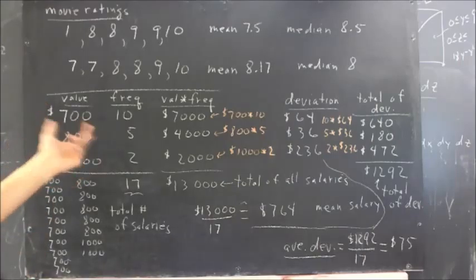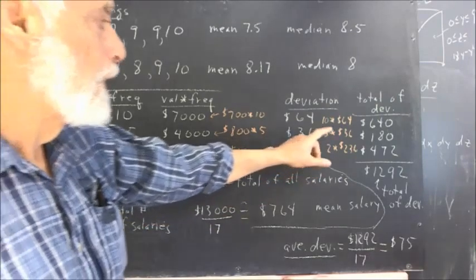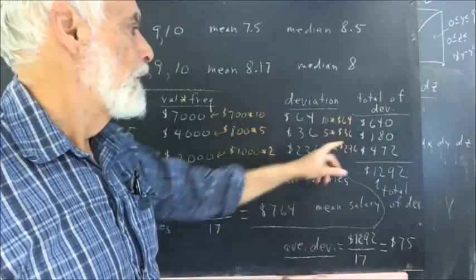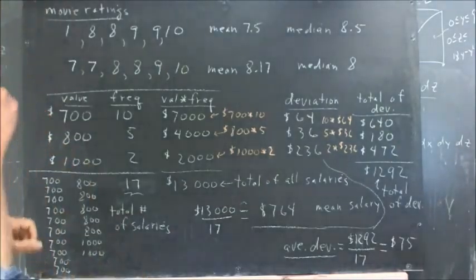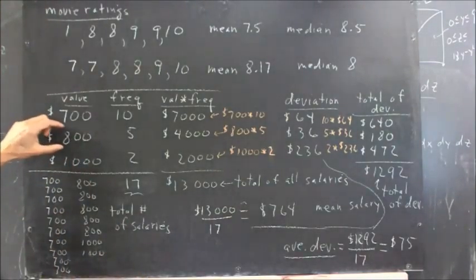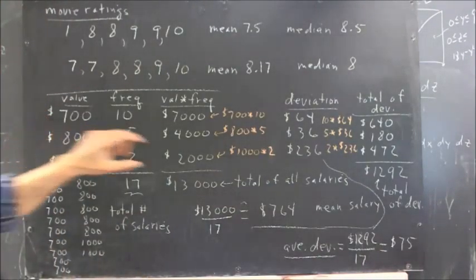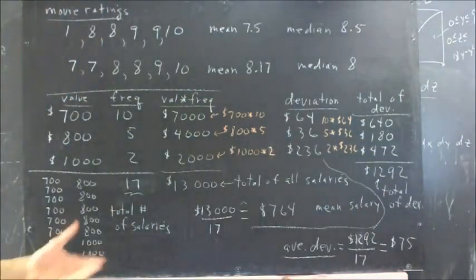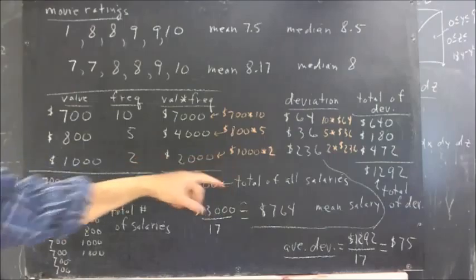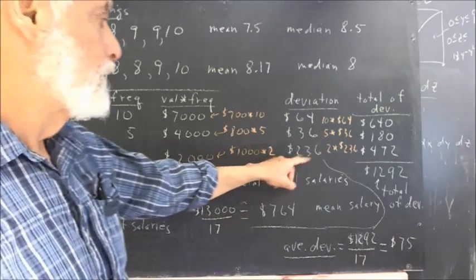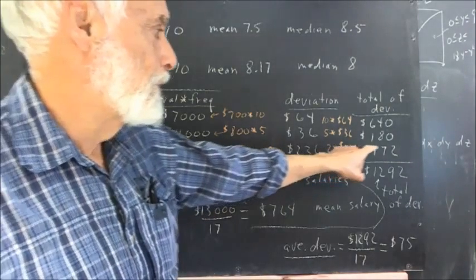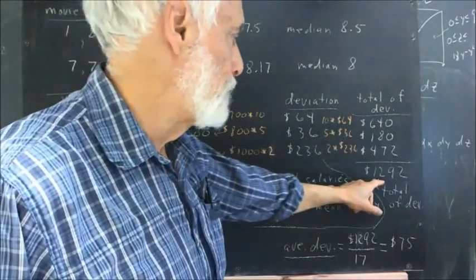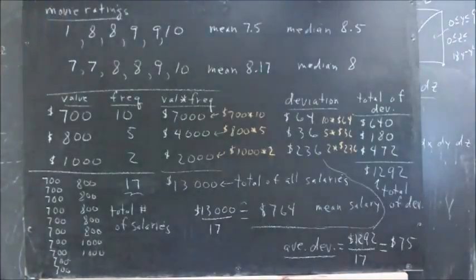Then the 800, we know, deviates by 36, and there are 5 of those. 5 times 36 is 180. So the total deviation of those who make a salary of 800 per pay period is $180. And for the 1,000, there are 2 of them, and the deviation is $236. 2 times $236 is $472. We add those up, we get $1,292.